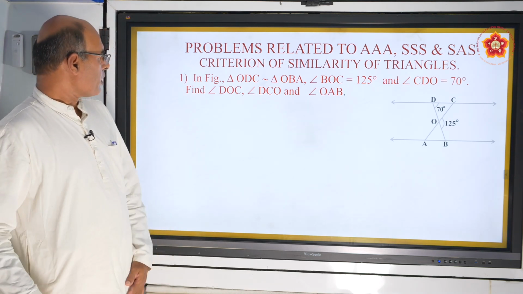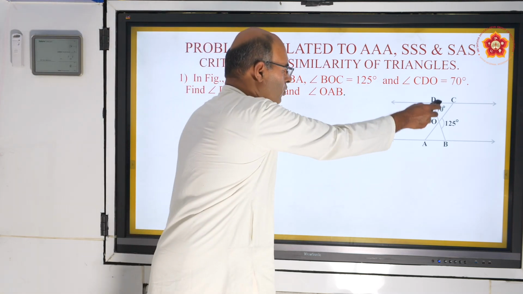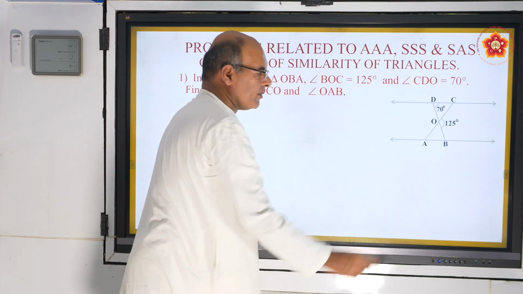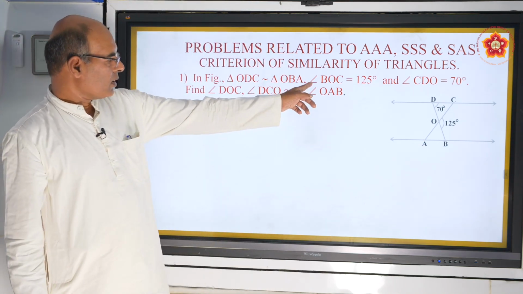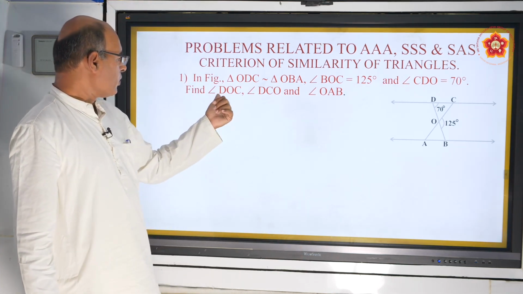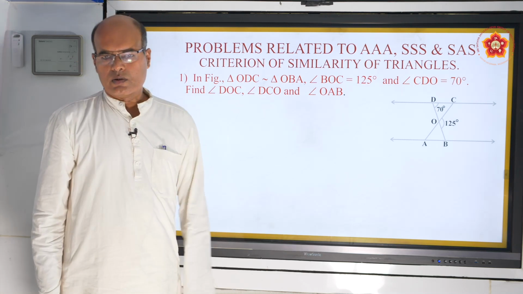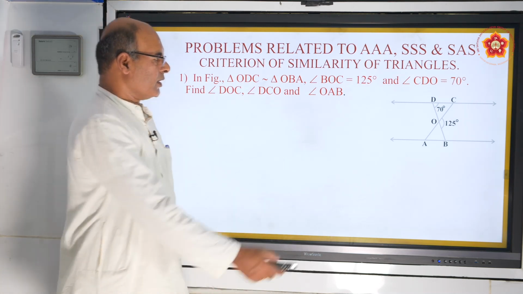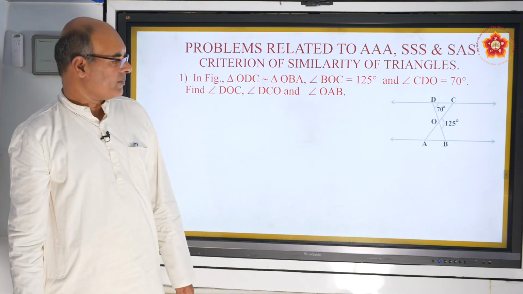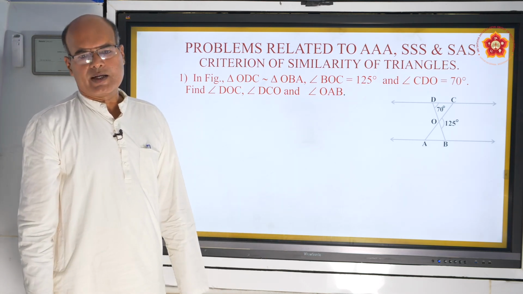So look at the problem. In the figure, triangle DOC is similar to triangle OBA. Triangle OBA is here. And a few angles are given. Angle BOC is equal to 125 degrees, angle CDO is equal to 70 degrees. So find angle DOC. Anybody can tell immediately that angle DOC and angle COB are linear pair angles. Their sum is 180 degrees. So therefore angle DOC is equal to 180 minus 125, that is 55 degrees.